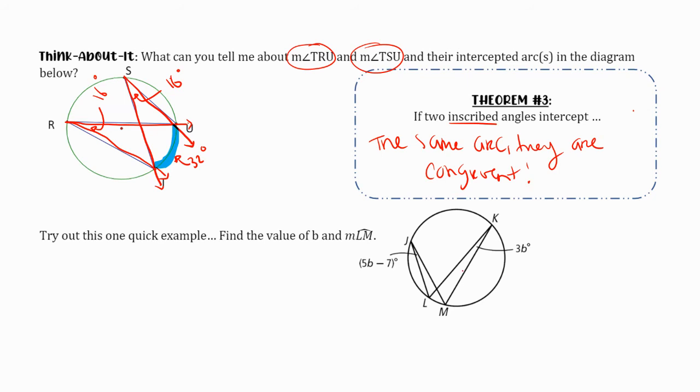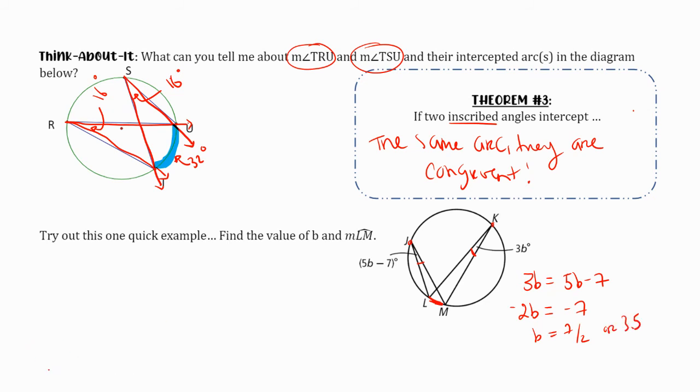So, check this out. I know this angle and this angle. Whoa, whoa. I don't want a highlighter. That's a laser pointer. Right? These two angles are both inscribed angles. And let's see what they intercept. This one intercepts that arc. This one also intercepts that arc. So I know they're congruent. 3b has to equal 5b minus 7. Okay. Minus 2b equals negative 7. B equals 7 halves. Or maybe you're saying 3.5.